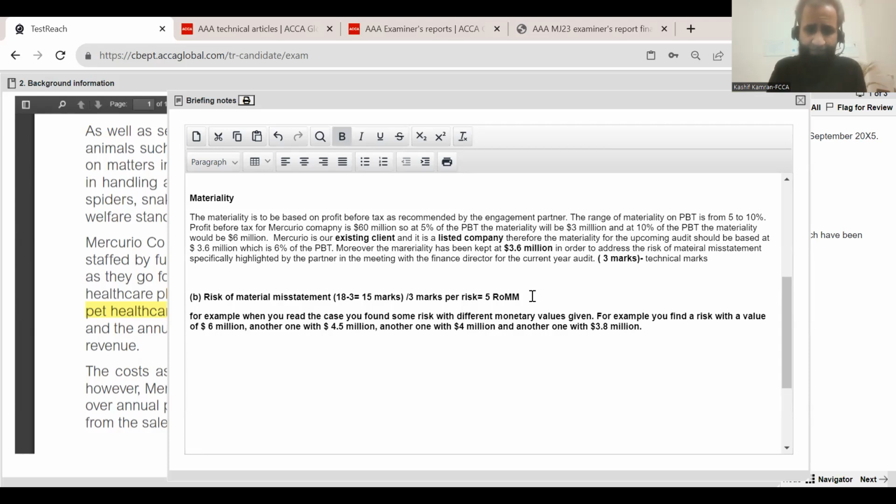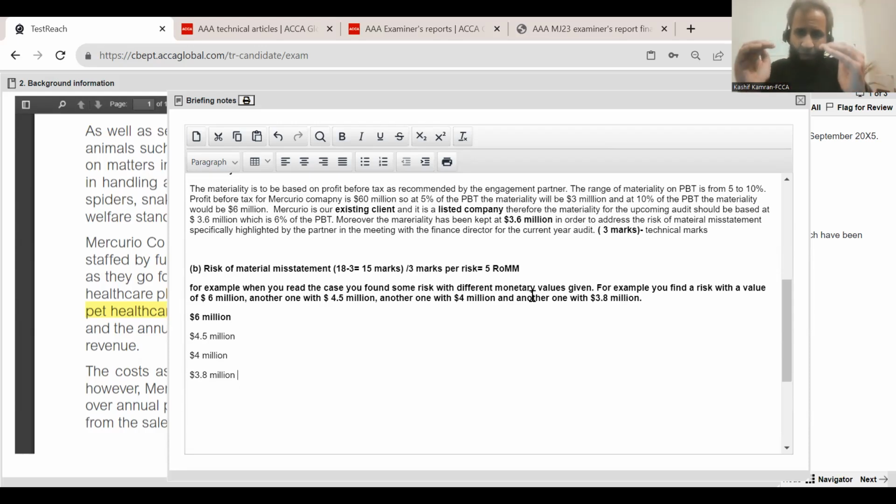So what I will do, I will choose the best one, $6 million, first. So I will write my $6 million risk first. Then I will write the risk about $4.5 million, which whatever it deals with, might be government grant, might be any accounting issue. Then there is another risk about $4 million. And then there is another risk of $3.8 million. Now, first of all, I have written them in descending order from highest to lowest. All are significant because they're exceeding the threshold, but I've arranged them in the order of 6, 4.5, 4, 3.8.